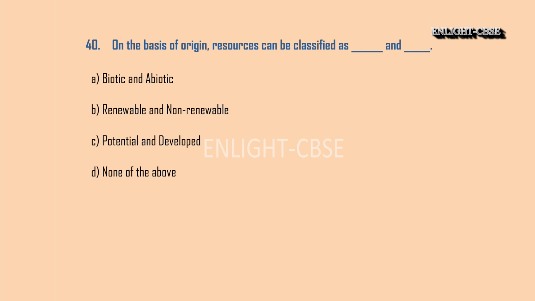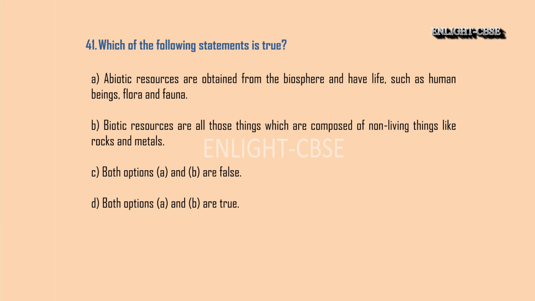Question 40. On the basis of origin, resources can be classified as dash and dash. A. Biotic and abiotic. B. Renewable and non-renewable. C. Potential and developed. D. None of the above. Answer: biotic and abiotic.